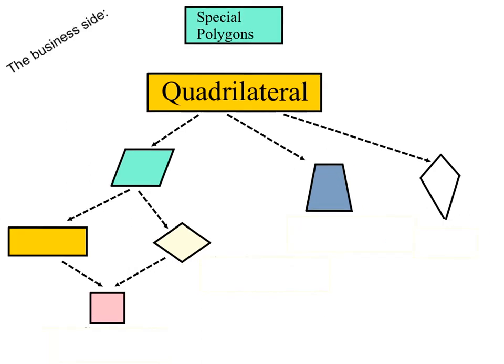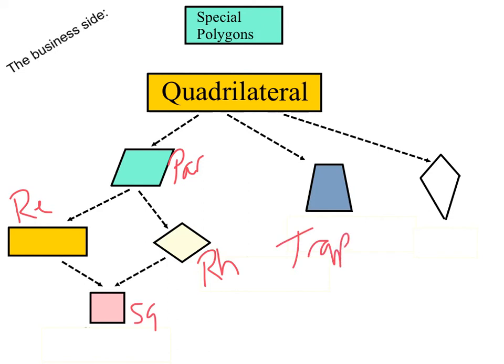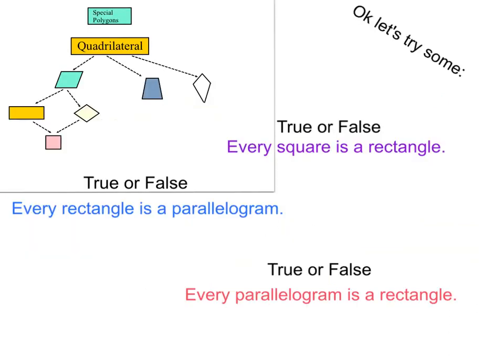So let's get into the meat and potatoes of the business side of this one. Now you can, if you want, say that this is a parallelogram, this is a rhombus, this is a rectangle, and this is a square. This is a trapezoid, and this is a kite. So now you can identify those again if you want to put those in with the animal ones that we just did. Here's where it gets confusing.